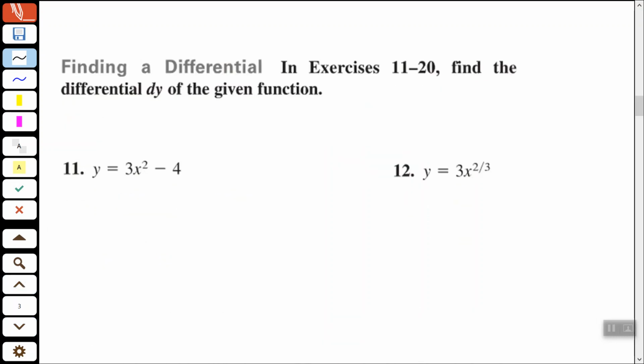So here on these two or three problems, we want to find the differential of y of the given function, which is very simple. We know the differential of y. We've already said that the differential of y is f prime of x times dx. So f prime of x here is simply 6x. Therefore, the differential of y equals 6x dx.